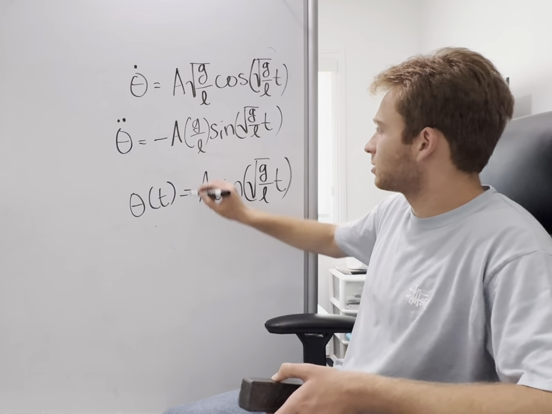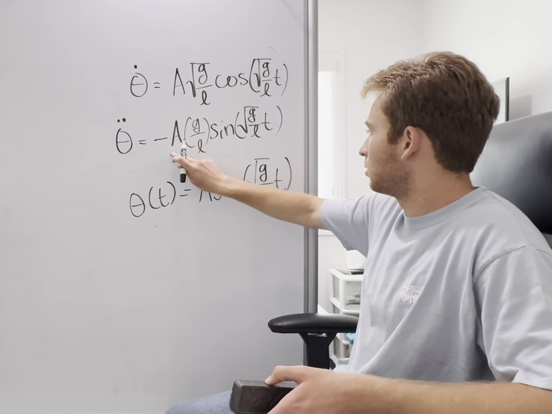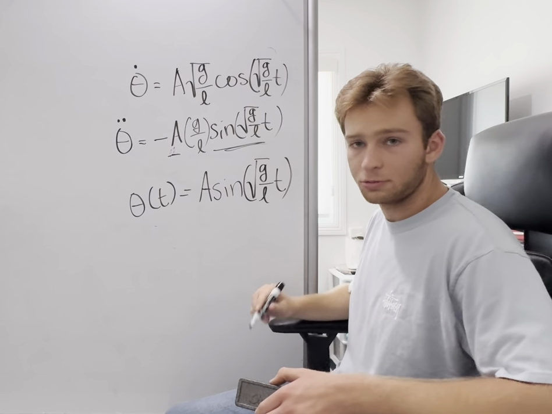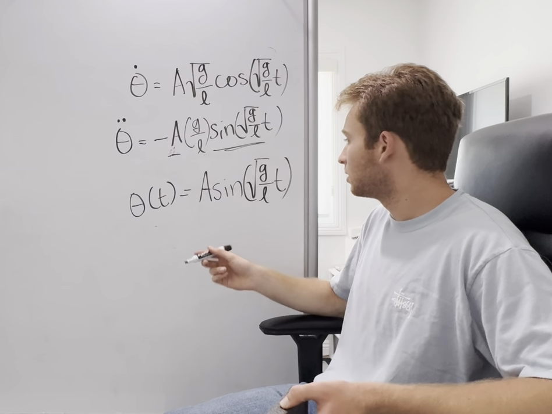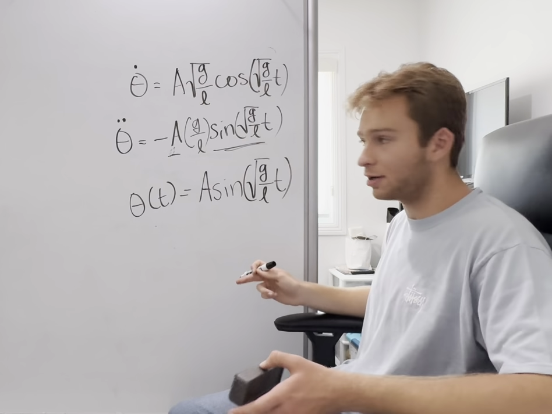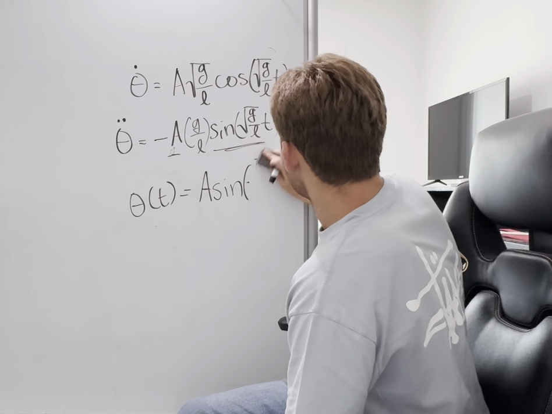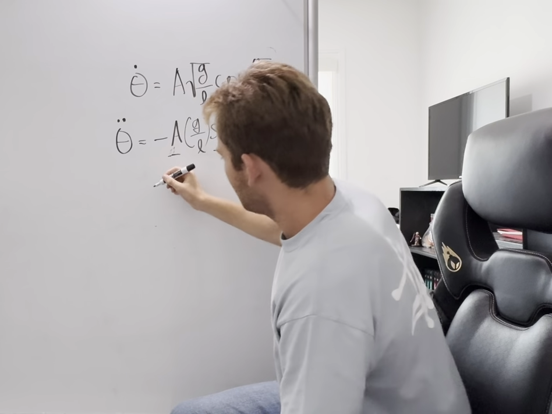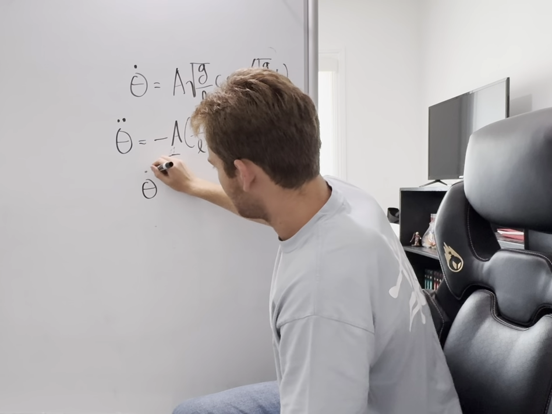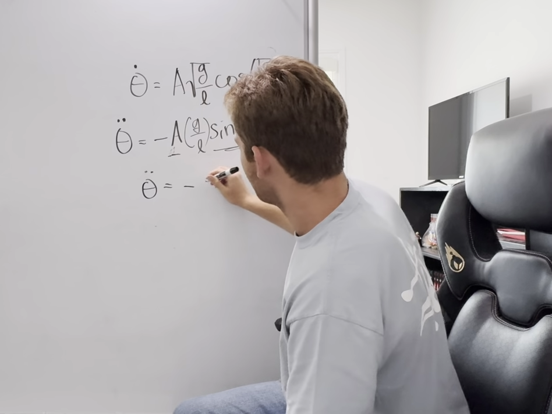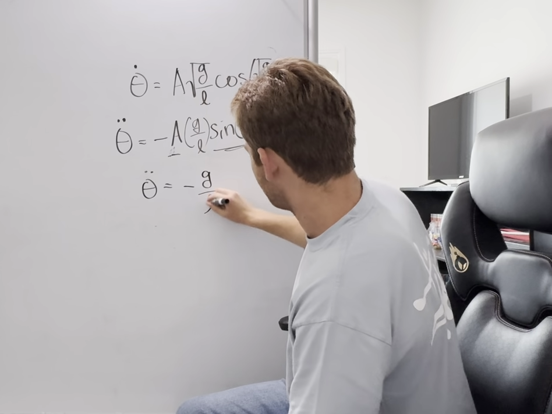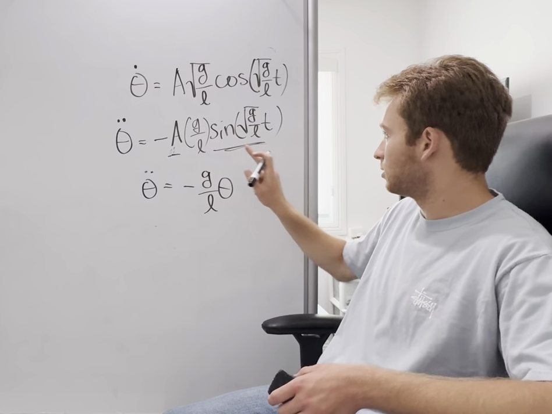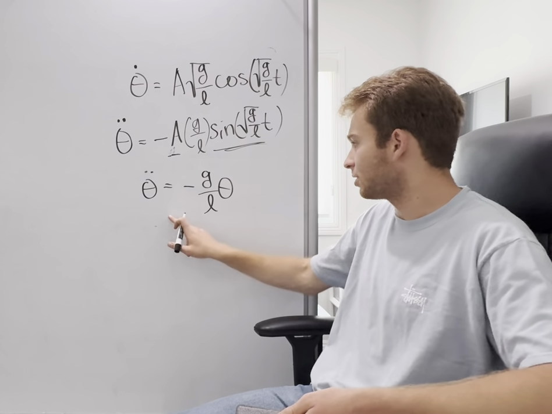And if you'll notice, we have this term here, A times sine root of g over L times t. That is our original theta of t. And so we could then rewrite this equation here as theta double dot equals negative g over L times theta. And so that shows that our function was a solution to the differential equation.